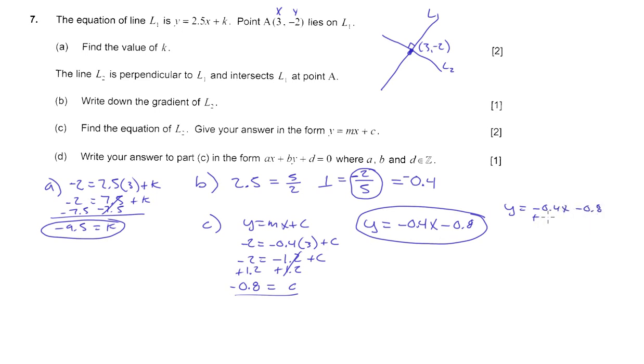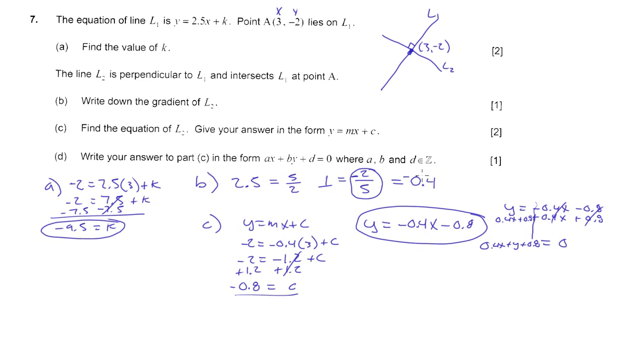So we're going to add the 0.4x and the 0.8 to both sides. Right? So that gets rid of these over here. So we end up getting 0 on the right side. And then you want to have x first, y second, and then the constant third. So we got 0.4x plus y plus 0.8.